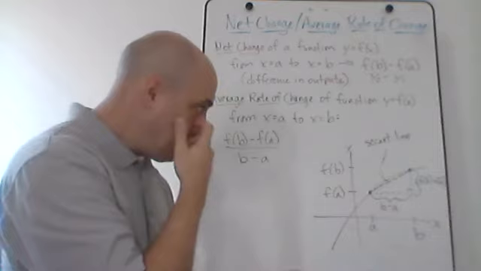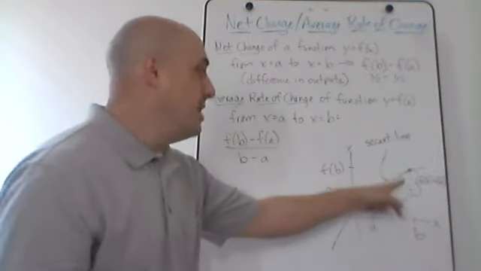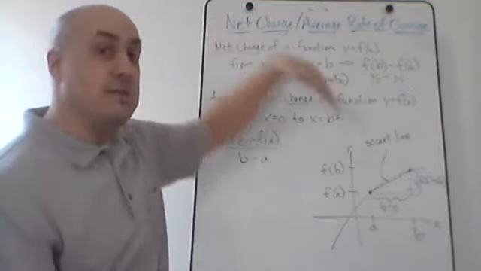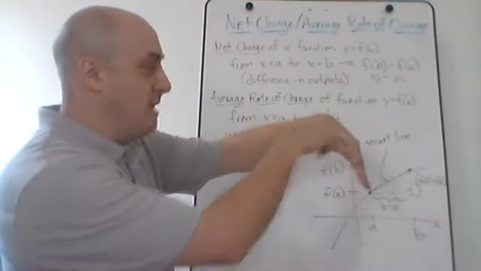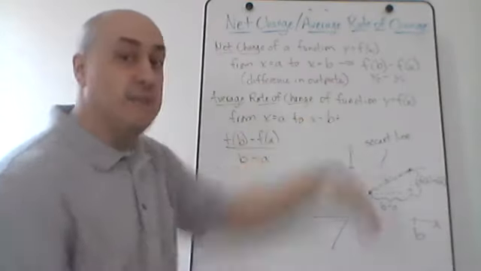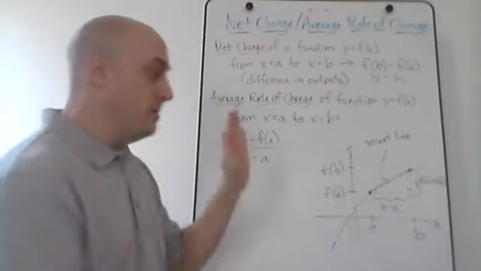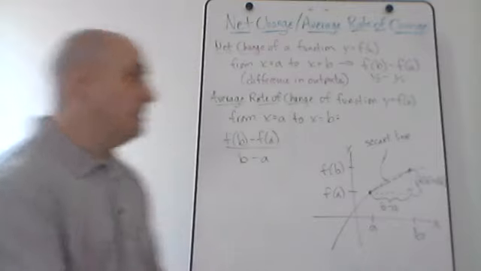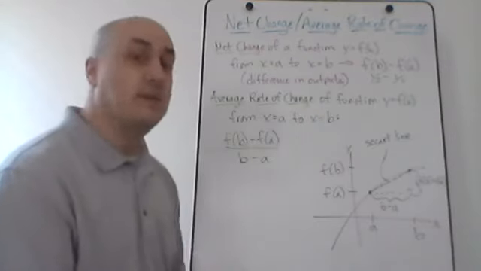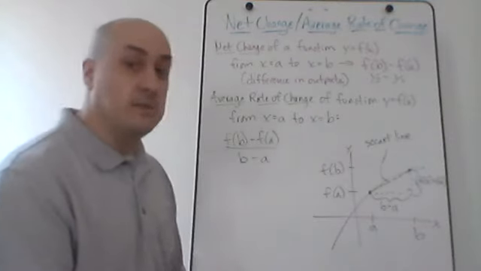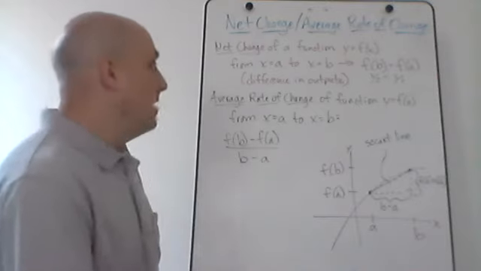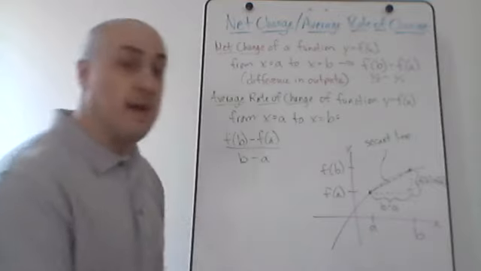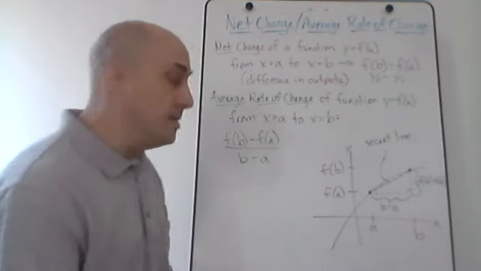Now, in this case, my net change would be a positive number, but it doesn't have to be. If my function is decreasing and I do f of b minus f of a, I could have a negative net change, which just means that between one point and the next, the function is decreasing in value. So a positive net change means that the function is increasing, and a negative net change means that the function was decreasing. So that's the net change: just the difference in the outputs, the difference in your y values from one point to the next. That's all net change is.